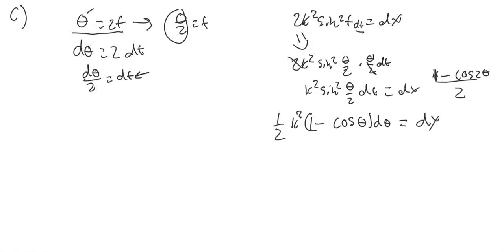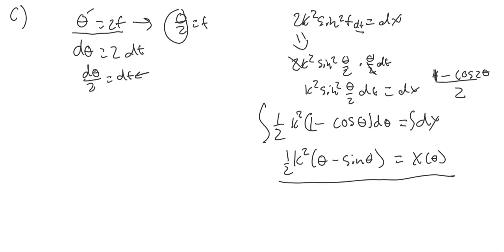And then what we do is we just integrate in terms of theta, and this side in terms of x. And then we're just left with k squared 1/2 theta minus sine of theta equals x of theta. Yep, pretty simple. And it's not too bad.